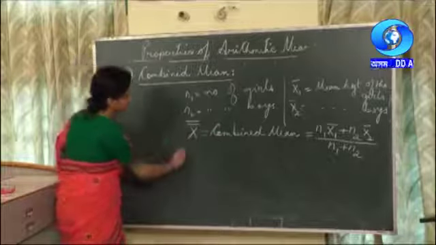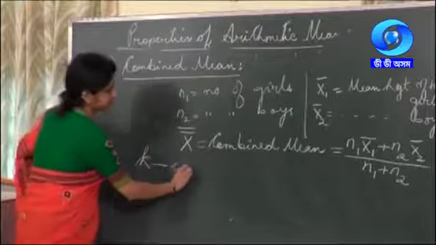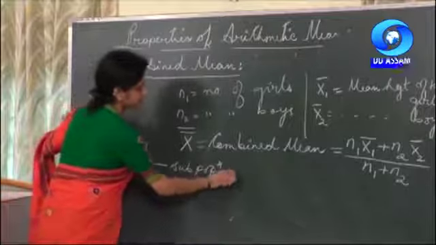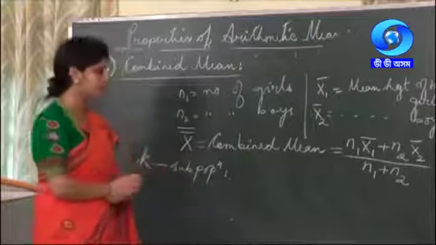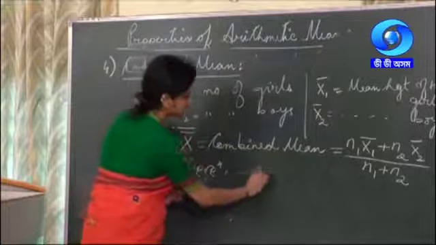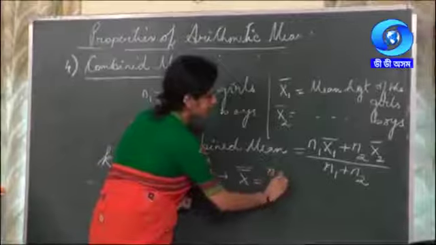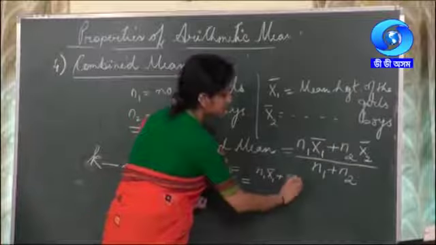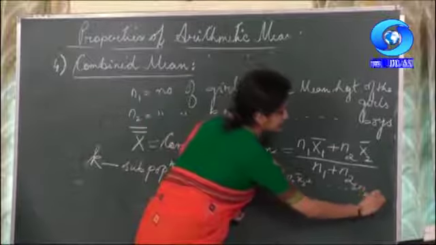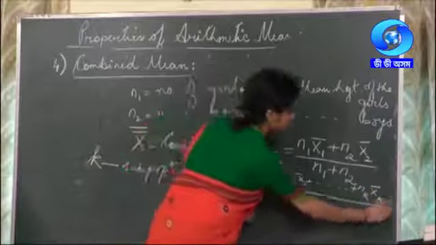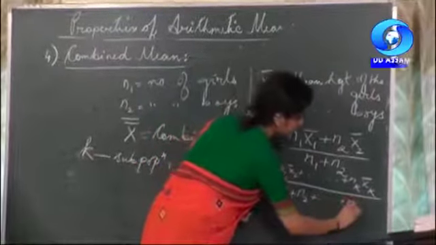Supposing there are k number of subpopulations. K is any number. If we have divided a particular population into k subpopulations or k subgroups, then what will this formula look like, you see? Then x double bar will be equal to n1 times x1 bar plus n2 times x2 bar, etc. up to nk times xk bar divided by n1 plus n2 plus etc. up to nk.